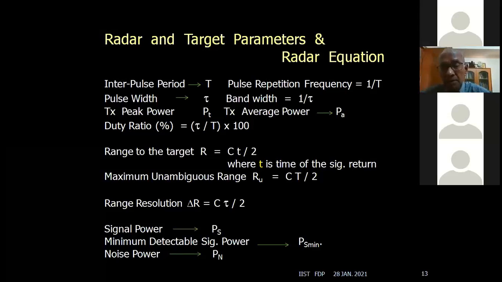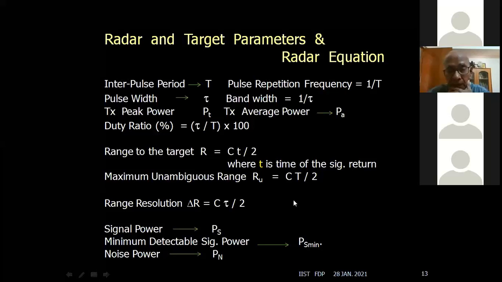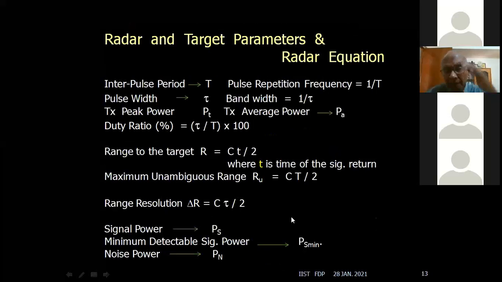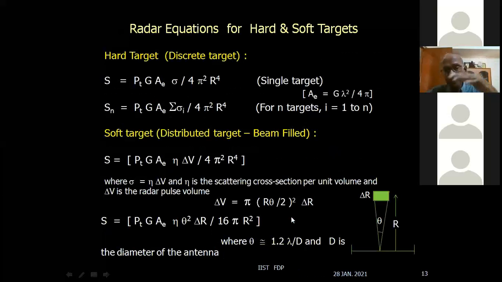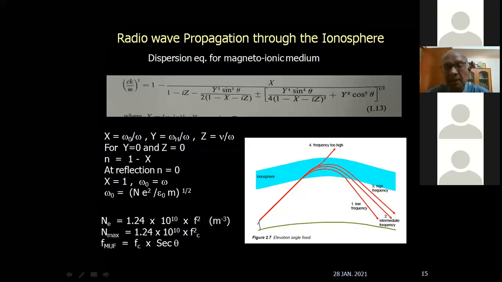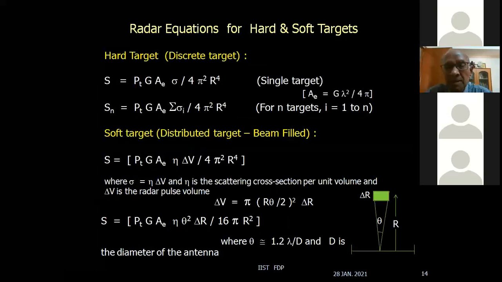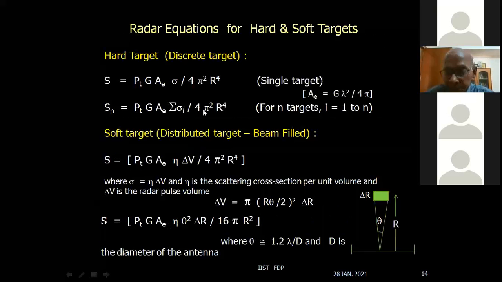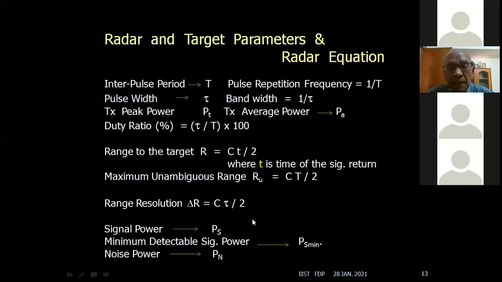So the unambiguous range of the target, which means the maximum range you can detect, is determined by the interpulse period. You should have an idea of up to what height your targets are located. If there are multiple targets, you should know the target that is located at a far off place. That is the significance of the unambiguous range.